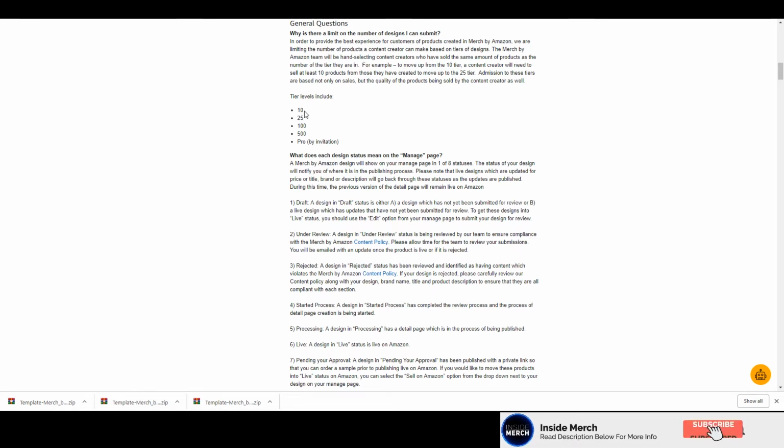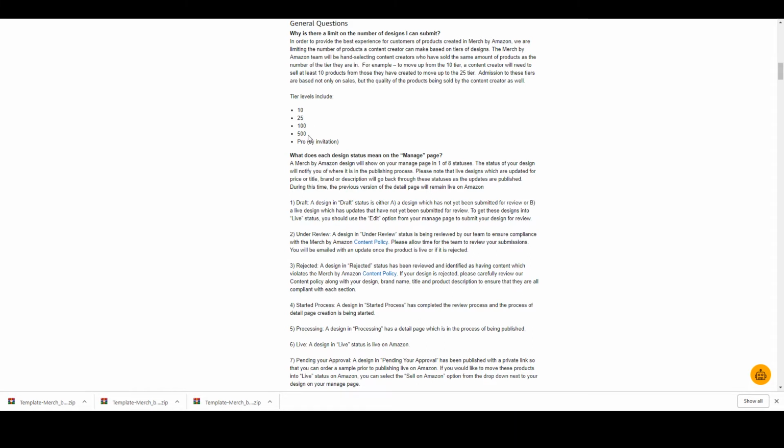Tier 10 is what you start at. Tier 25, and then from 25 you get to tier 100. And then from tier 100 you get to tier 500, and then from tier 500 they call it tier pro, but it's just a continuation of the same process. So from 500 you go to tier 1000, from 1000 you go to tier 2000, from 2000 you go to tier 4000, from 4000 you go to tier 6000, and so on and so forth.